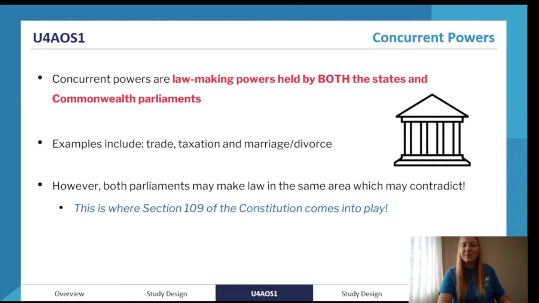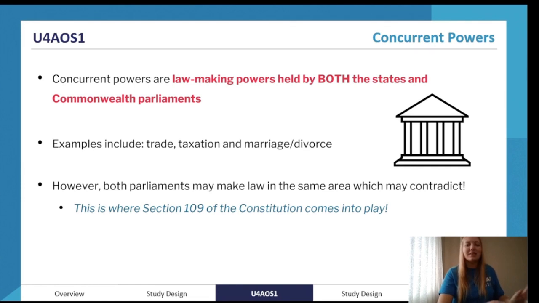Next we'll have a look at concurrent powers. Again, a very self-explanatory title, which is very great. Concurrent is clashing. Both the states and the Commonwealth parliaments have powers in these areas, hence they're concurrent. So both the Commonwealth can legislate in these areas and the states can legislate in these areas also.